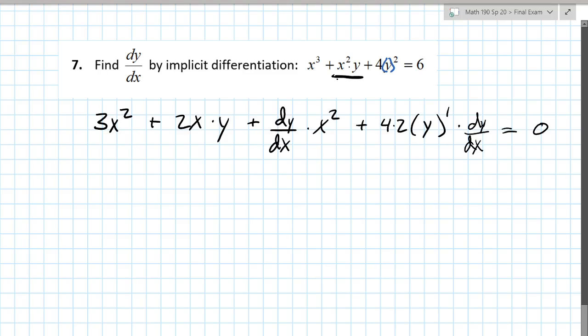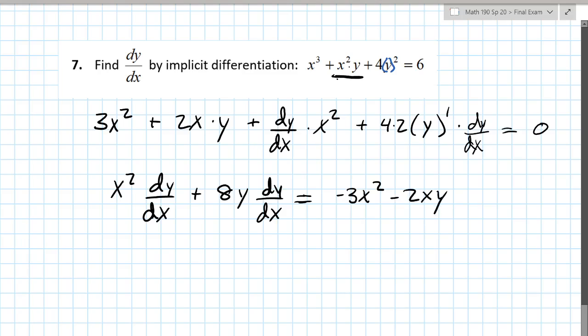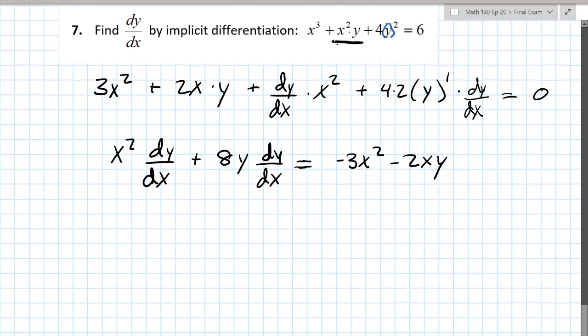At this point, we want to get anything with a dy/dx on one side and everything else on the other side. So I'm going to leave the x squared dy/dx and the 8y dy/dx on the left-hand side and bring everything else to the right-hand side. So we have minus 3x squared minus 2xy. Now I'm going to factor out a dy/dx from the left-hand side, giving me x squared plus 8y times dy/dx is equal to this stuff over here.